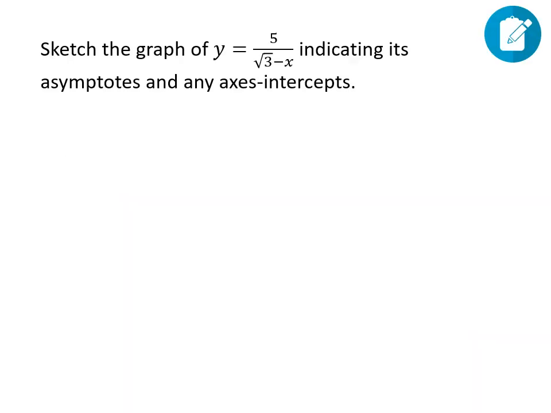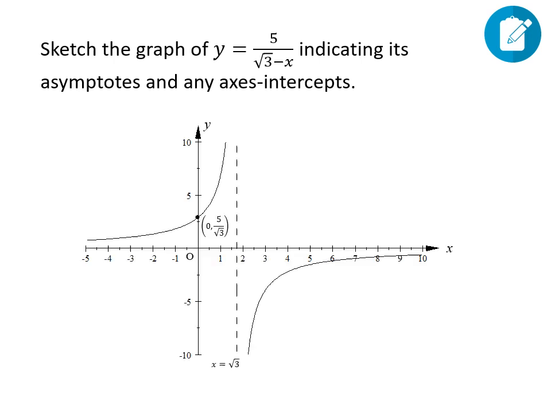You can pause this segment now and try to sketch this graph of y by yourself with the steps that were shown before you check the answers with us. So if we are to produce the sketch of this rational function, first of all, we want to look at the denominator. We will know that x cannot equal root 3 because that would make the denominator 0. So let's put it down very quickly, and this would be our vertical asymptote.